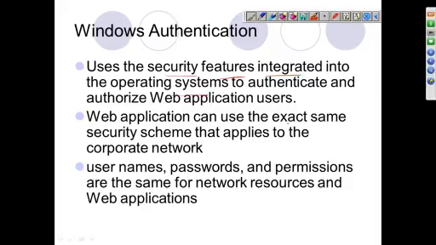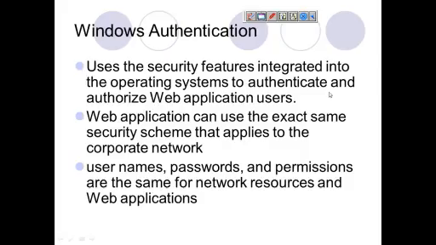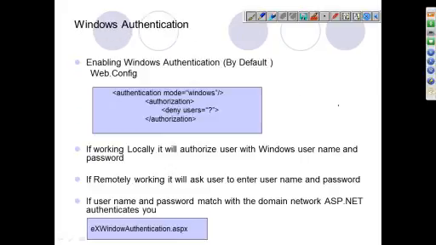If we have a web application in the intranet, that application can use the same security scheme that applies to the corporate network or the intranet. Even the same permissions or privileges that are there for the network resources in the intranet or corporate network are used. How do we set this up, or how do we actually do Windows authentication programmatically? Let's see this.